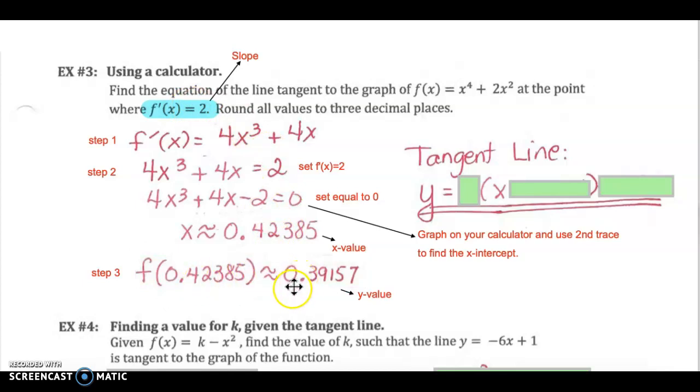So plug it into the original and we get 0.39157. Now all we have to do is plug it into our equation. Well, the formula for our equation, or however you want to say it. So y equals, the slope is 2, and it's x minus this value. And if we round it to 3 decimals, 0.424, and then plus our y value, which is 0.392, if we round it up. And so that's how we do this. This is your final answer.